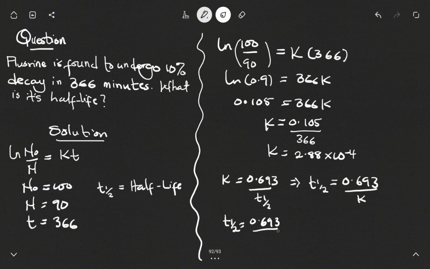and so t half is equal to 0.693 divided by 2.88 times 10 exponent minus 4, and this would be equal to 2406.25. So the half-life of fluorine is 2406.25 minutes.